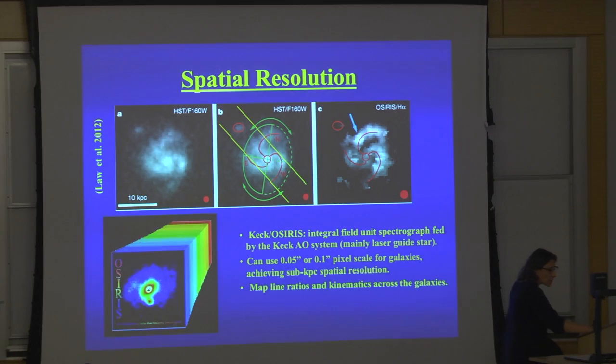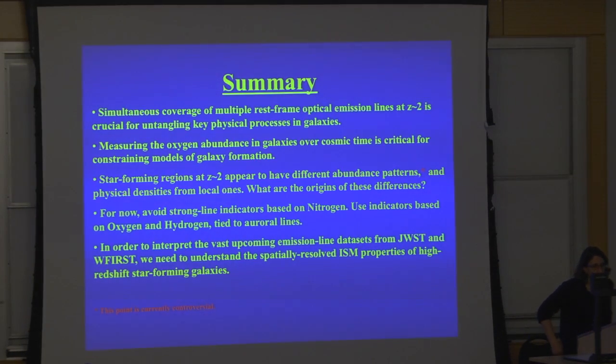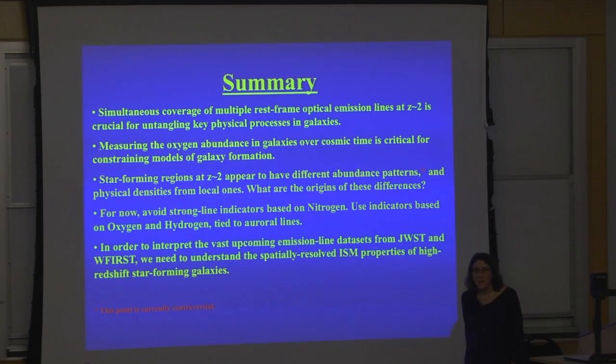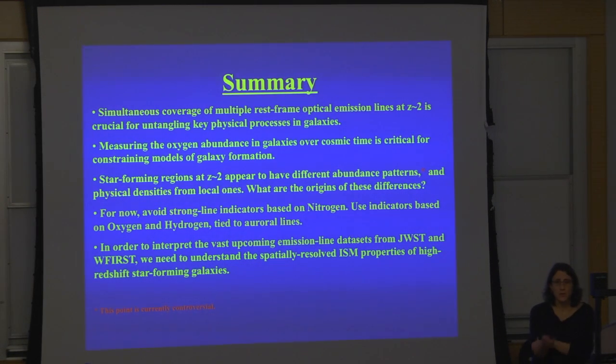And so I want to just put up my conclusions, and then show you something really fun that's not related to what I've been talking about, but it's something else that's exciting that's coming out of our project and related observations. So hopefully what I've shown you is that if you get simultaneous coverage of multiple rest frame optical emission lines at redshift 2, you can untangle many physical processes in galaxies. One of the things that we're very worried about at UCLA is trying to estimate oxygen abundances in galaxies over cosmic time, because we think it's going to be very useful for constraining models of galaxy formation.